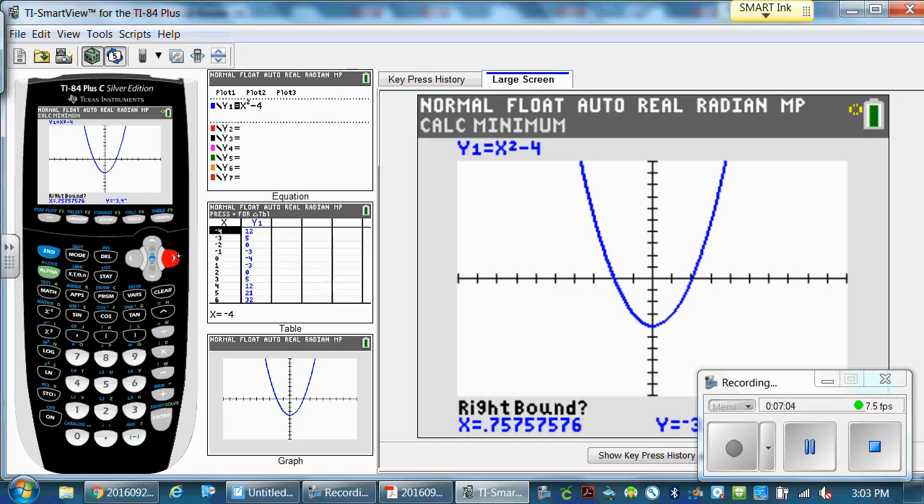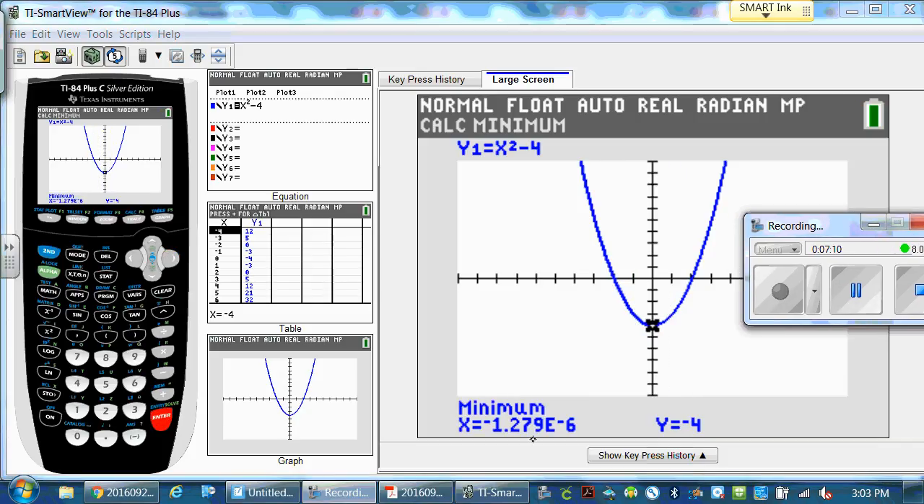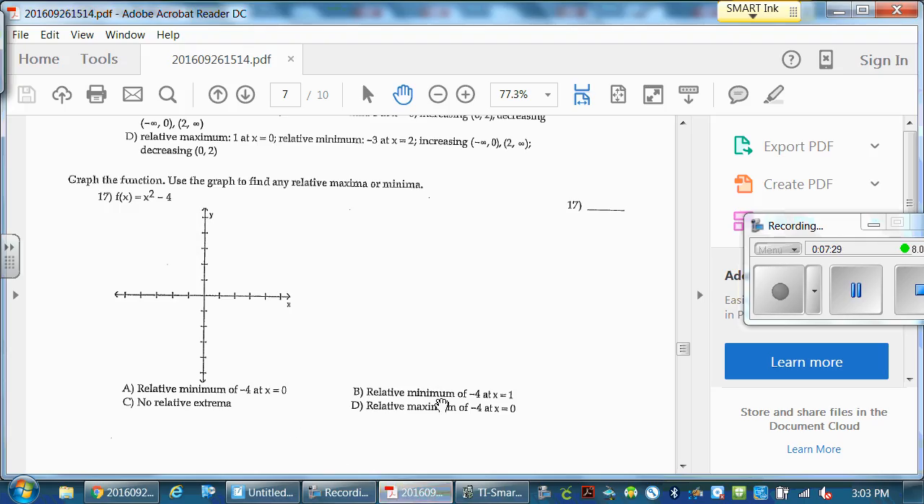It's 0, -4, but in case you can't see that point, it is at, okay, I'm glad it did this. This is really 0. Anytime you see an E -6, it's 0.000001, which is really 0. 0, -4 is my minimum. So I have a minimum value of -4 that happens when x is 0. My answer over here, there's a minimum of -4 at x is 0, which is D.